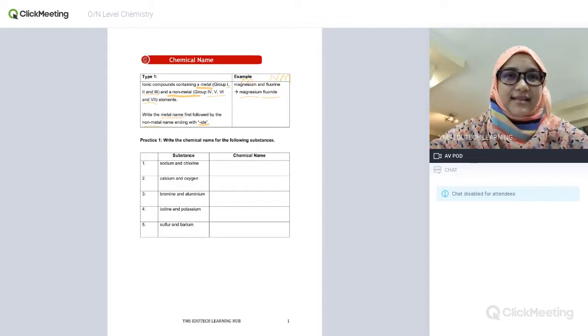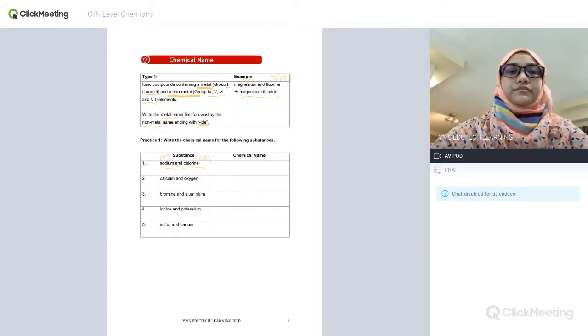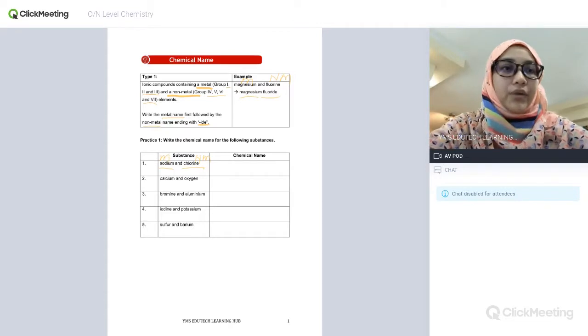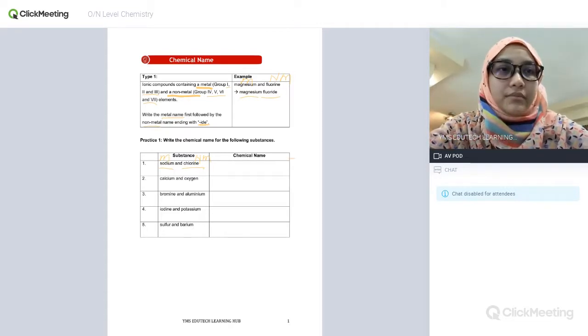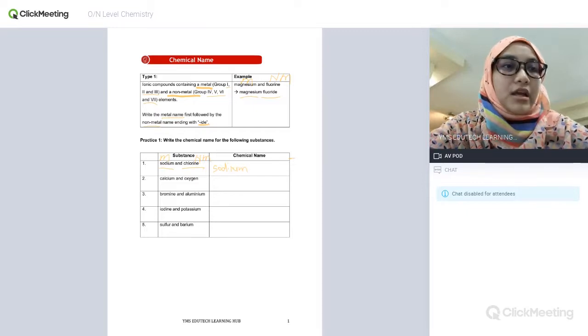Okay, let's take a look at practice 1. Write the chemical name for the following substances. So the first one, we have sodium and chlorine. So step 1, ask ourselves, which of these 2 elements is a metal? And that is sodium. And chlorine will be the non-metal. So the name of the compound will be sodium chloride.